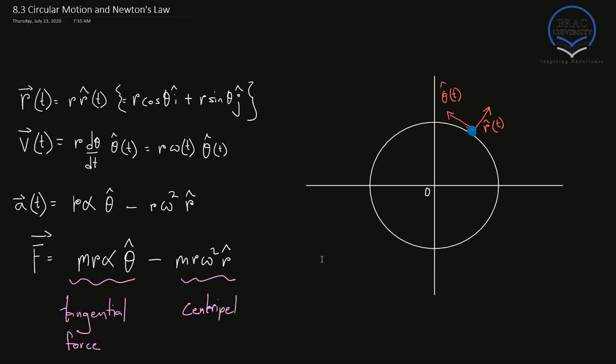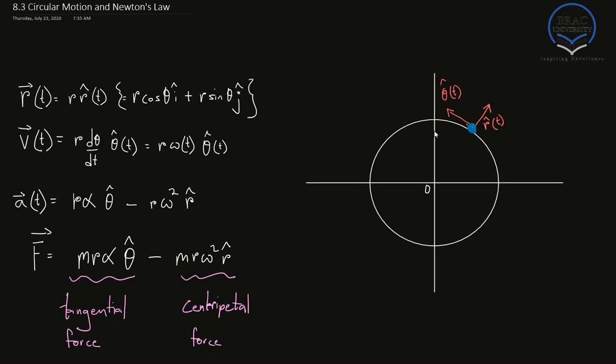Once you resolve it into components like these, it's immediately clear what their roles are. The centripetal component of the force, which is m r omega square, is responsible for the centripetal acceleration, r omega square. So this is the component of the force that's responsible for keeping this particle on a circular track. The other component, the tangential component, is what causes the tangential acceleration r alpha.